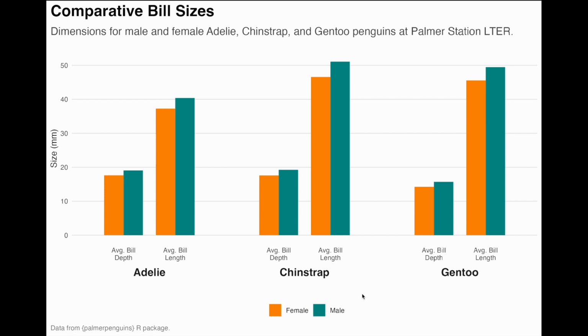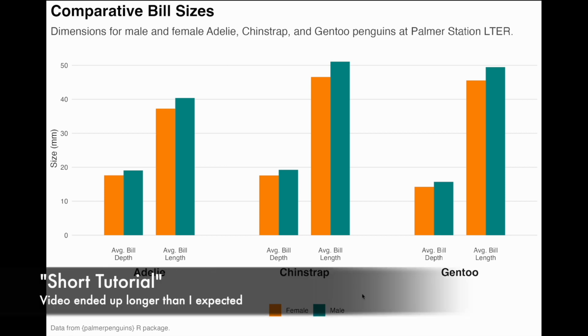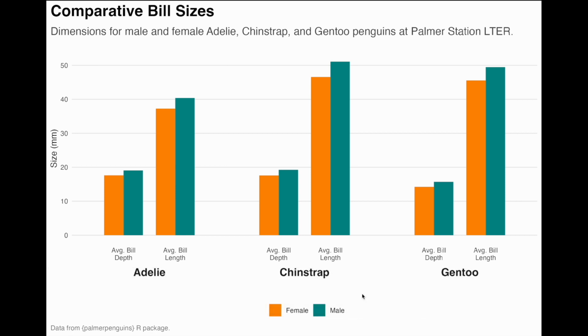Hello, my name is Spencer Sheen, and this is a short tutorial on how to create a plot like this in R. The reason I think this is a useful tutorial to make is that this plot is showing two levels of grouping along the x-axis. We've mapped these variables related to the bill size, bill depth and bill length, which are about penguins, to the x-axis. But we've also mapped the penguin species to a higher level grouping, seemingly along the x-axis.